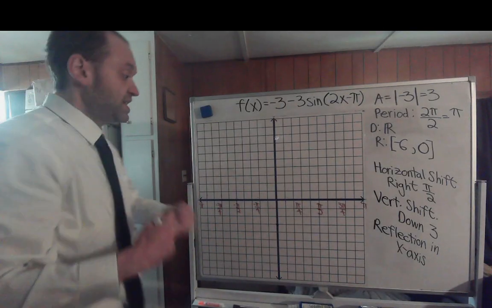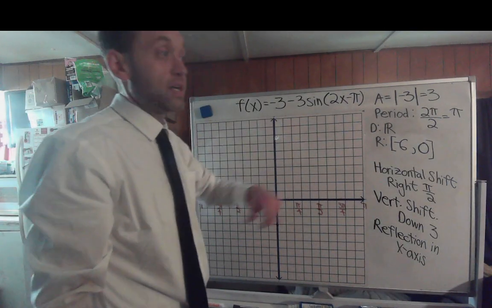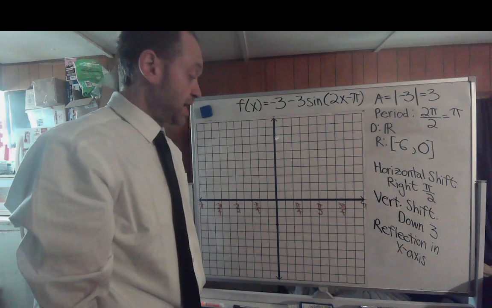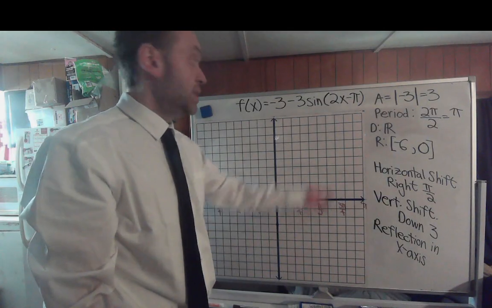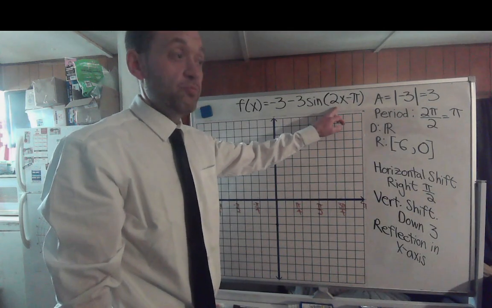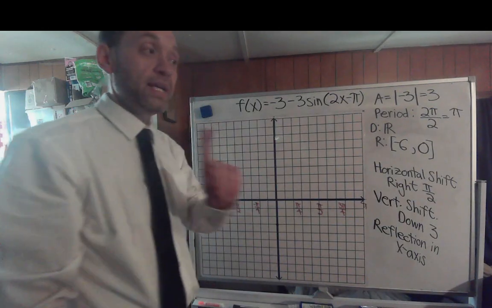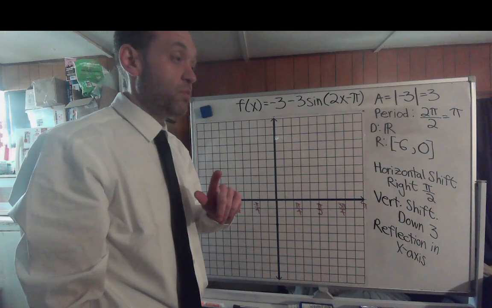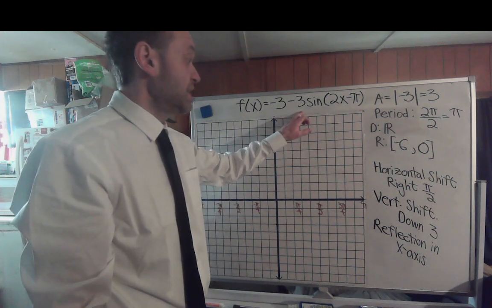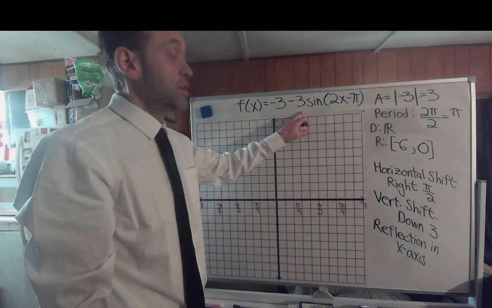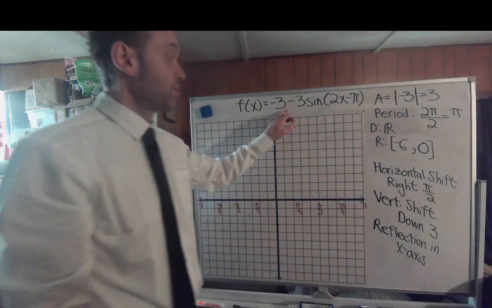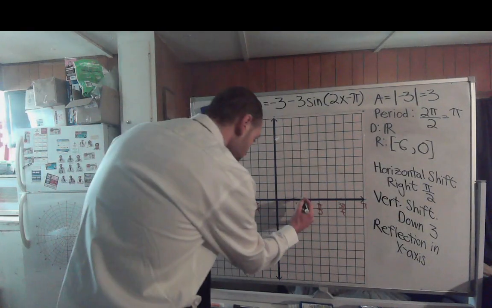Alright, now let's say I put in pi over 4 for x. What's 2 times pi over 4? Well, that's just pi over 2. Minus pi actually gives me negative pi over 2. Okay, so what is the sine of negative pi over 2? That's negative 1, but if you take that times negative 3, you actually get positive 3. Then negative 3 plus positive 3 is going to be 0.